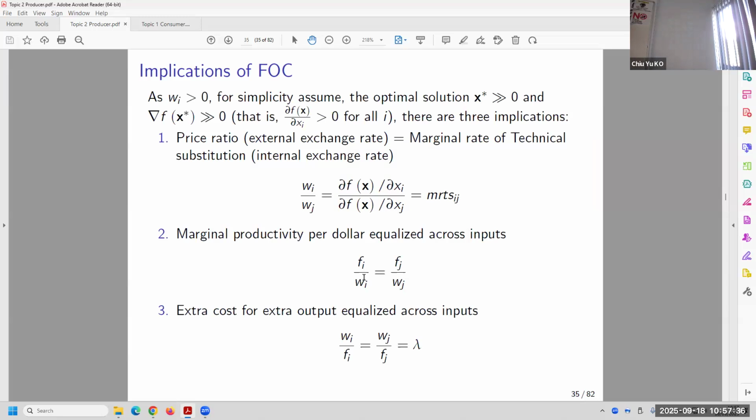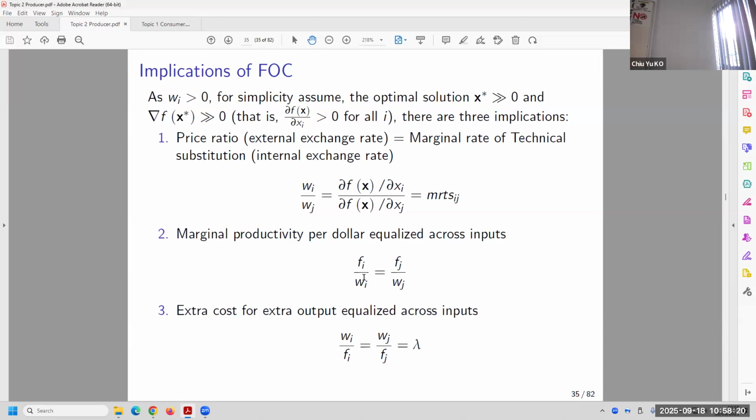If you use less of input I, you save W_I money, right? And how many units of J you can buy is 1 divided by that, right? So this is the exchange ratio in the outside market. That's how you can substitute financially, or mathematically. And this is the substitution in the technology sense, or what we call internal, right? This is the outside market, this is within the firm, how this exchange ratio looks. You keep the production the same, how this is being done, and it should be the same, right? And you can use the other 2 and 3. I think this is very intuitive as well.